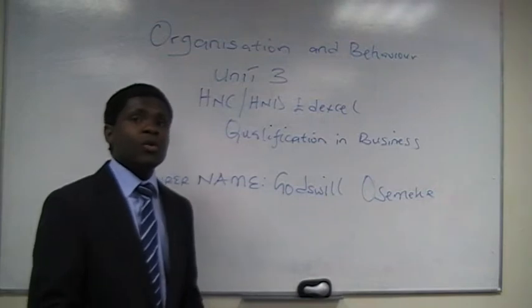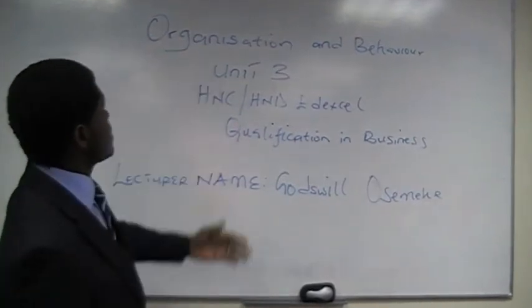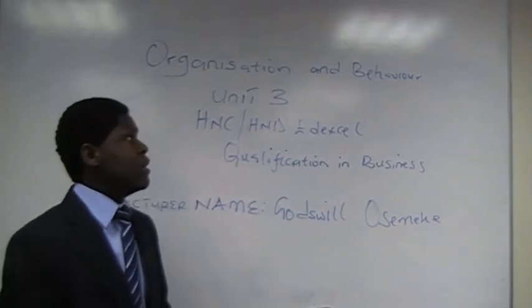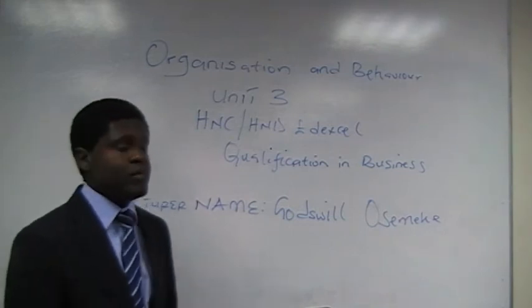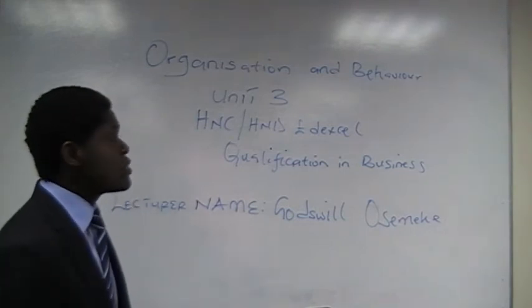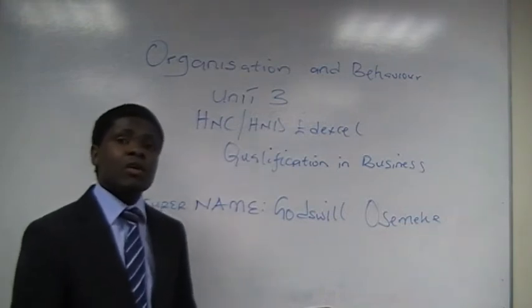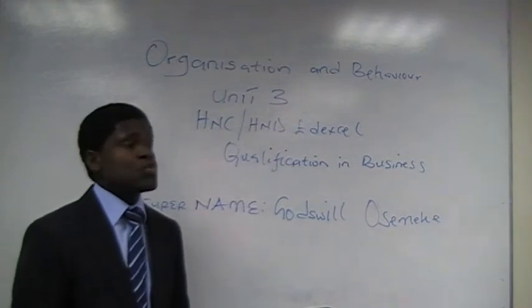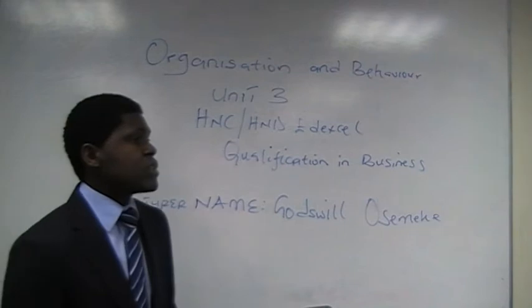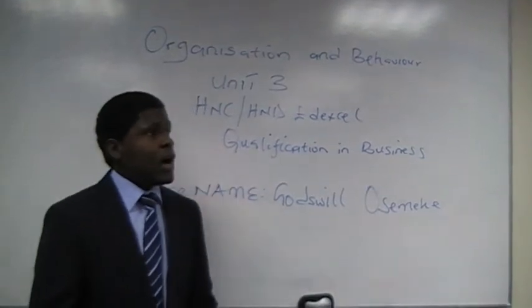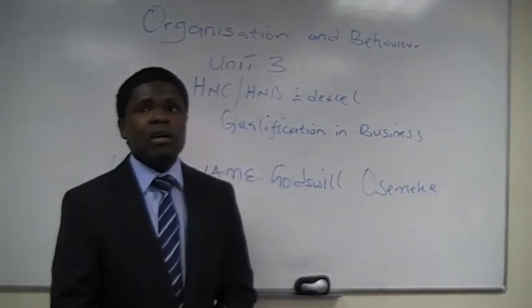I'll be taking you through the Unit 3 module, and the topic is organization and behavior. We'll be looking at the level 4 HNC and HND in business management qualifications. I will run through the slides looking at the learning outcomes and the aim of the unit as well, so that everybody will understand and benefit from what we are about to talk about today. I will urge everybody now to look at the slides so that we can crack on.